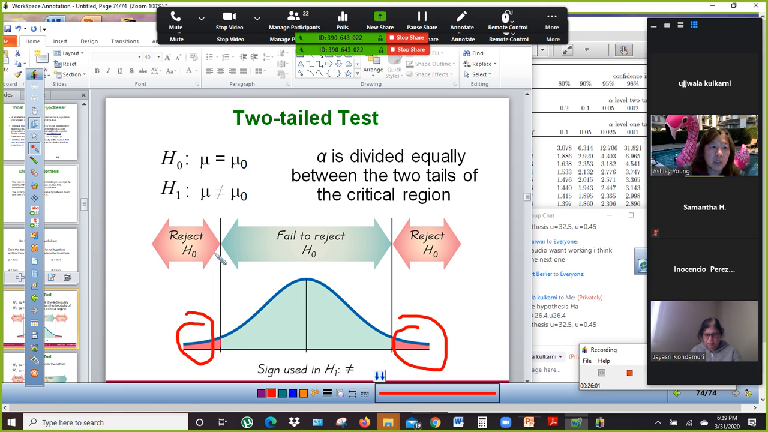And remember the alpha, so say if this is 95% on the inside, then my alpha would be the rest of it, 5%. And if it's two-tailed, that gets split equally, half and half here. The alpha gets split between the two portions.